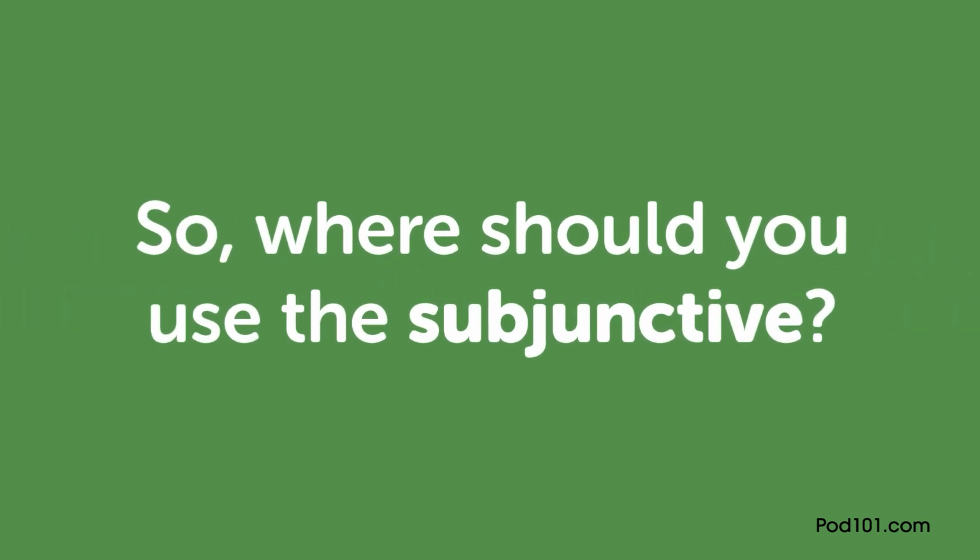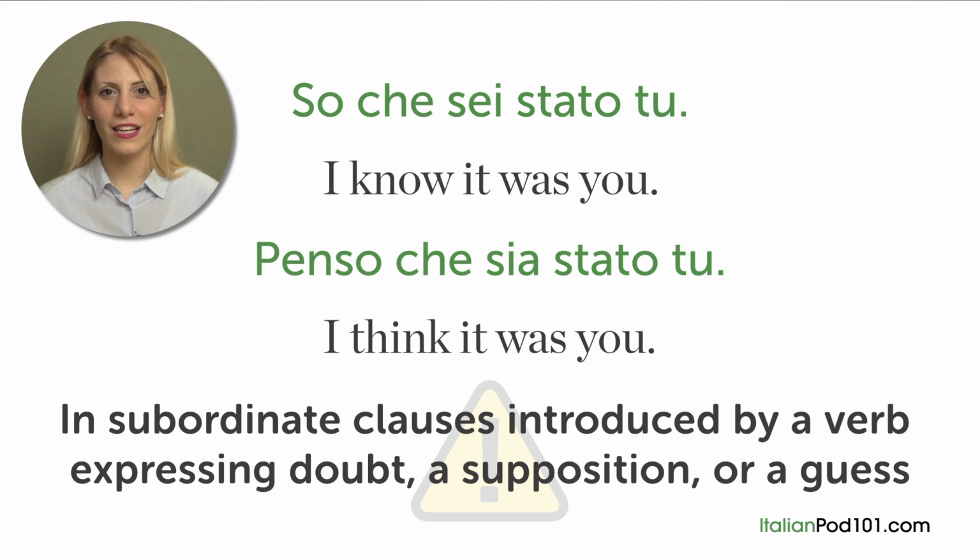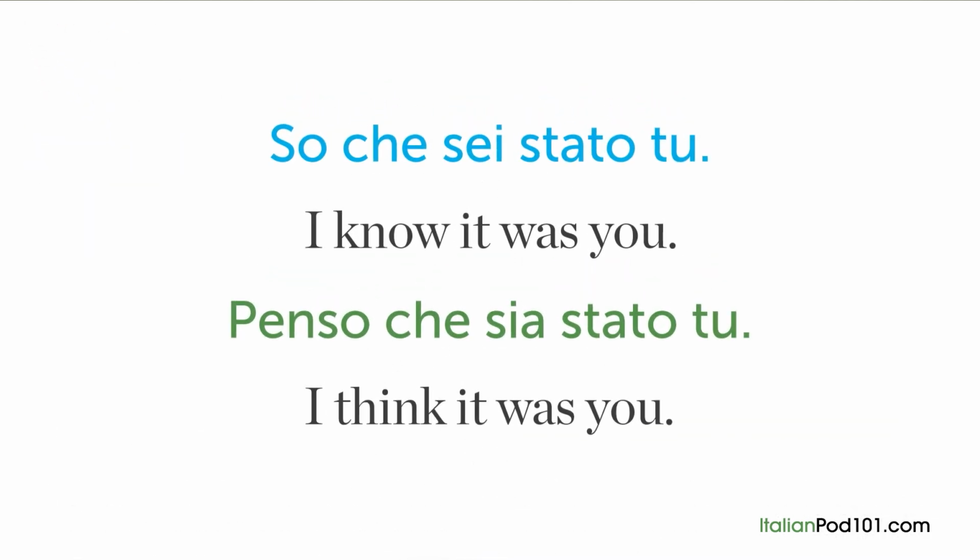So, where should you use the subjunctive? In subordinate clauses introduced by a verb expressing doubt, a supposition or a guess. Look at the difference between these two sentences. So che sei stato tu, indicative, versus penso che sia stato tu, subjunctive. I know it was you, versus I think it was you.